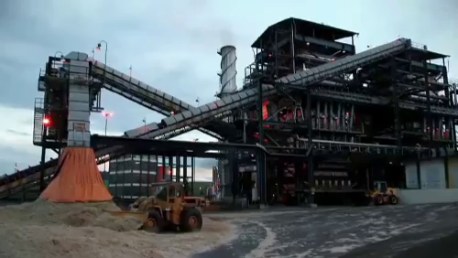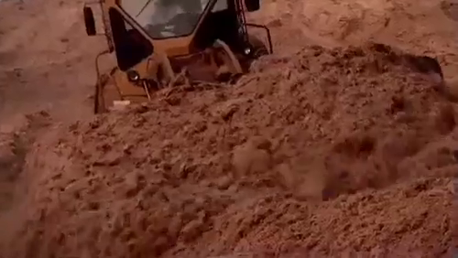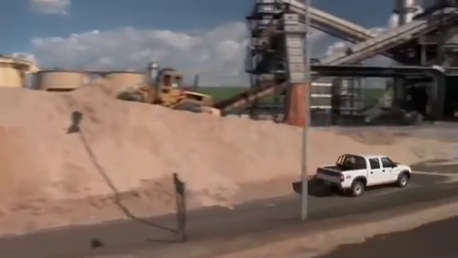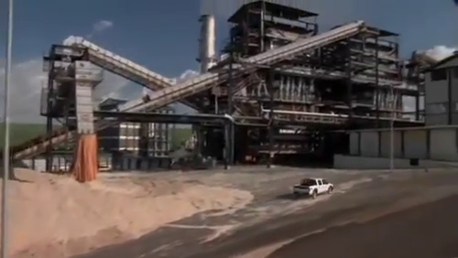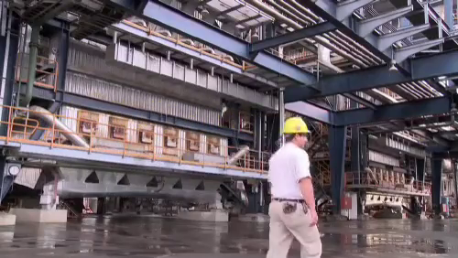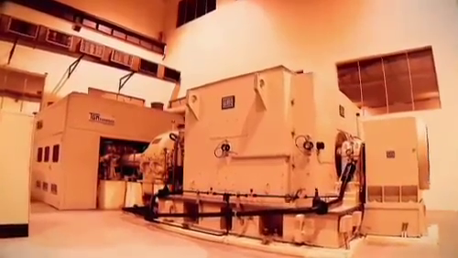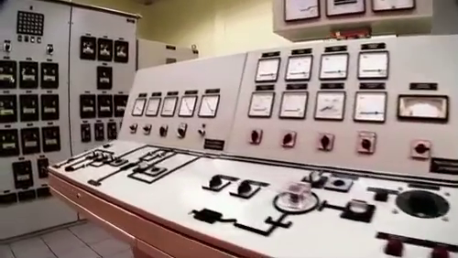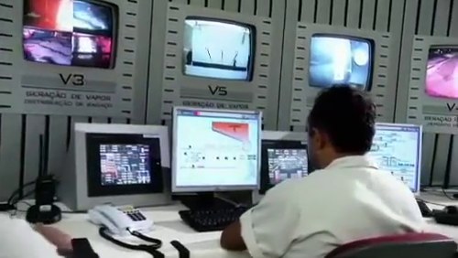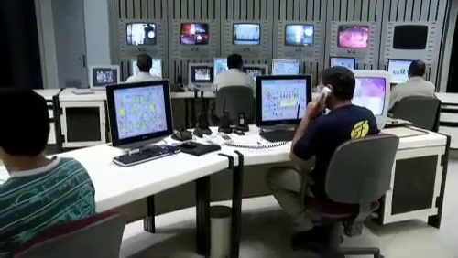Bagasse is the fibrous residue that's left after sugarcane is crushed. 1 ton of cane produces about 250 kilos of bagasse, which accumulates quickly. Large dunes of bagasse are a typical feature of Brazilian cane processing mills. A system of conveyor belts transfers the bagasse from its storage area to boilers, which produce vapor. The vapor powers turbines that generate renewable electricity, or bioelectricity. Control centers equipped with the latest technology monitor the electricity produced, utilized, or exported by the mill to national distribution grids.